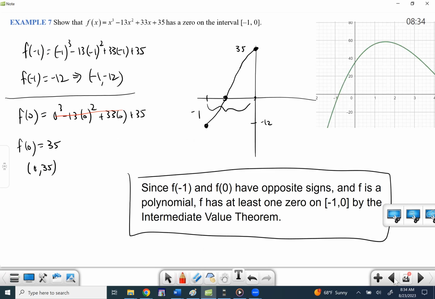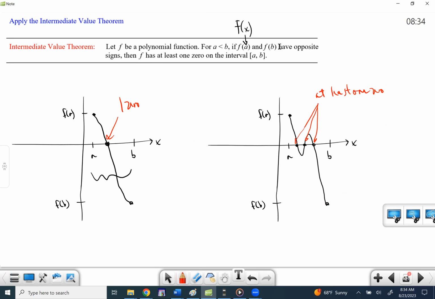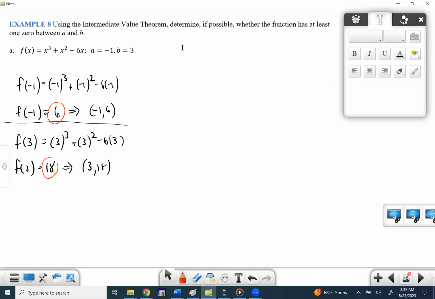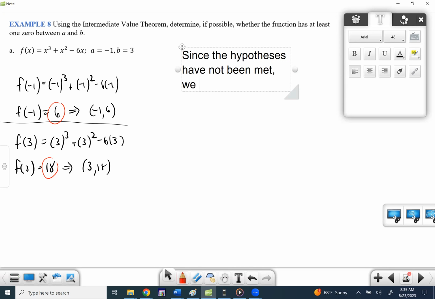Remember with the theorem, if the ifs have been met, then you're allowed to use the then part. Well, ours says if they have opposite signs. Well, they don't. Okay, so then I can't use the theorem to say anything. So be careful that you don't say it doesn't have a zero. We don't know anything now. Since the hypotheses have not been met, we cannot use the intermediate value theorem to conclude anything.